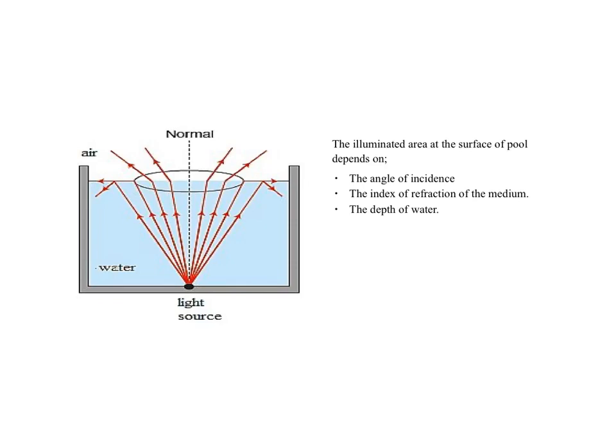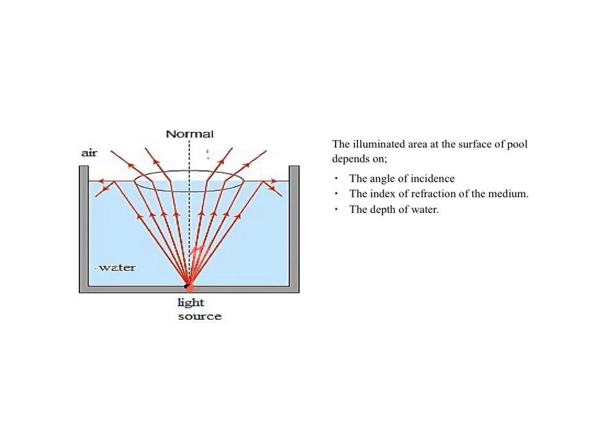The illumination of our pools is an example of total internal reflection. Now look at the diagram. We have a light source at the bottom of a pool. Here we have a light source. Now these are the rays coming from the light source.